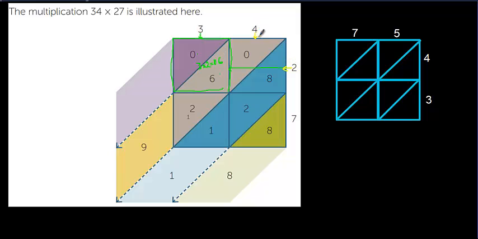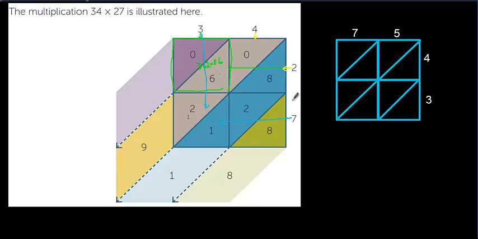Then when you multiply 4 times 2 it's equal to 8, and it's written 0 and 8 here. Or another number here, 3 times 7 is equal to 21. 2 is written here and 1 is written here. Always the multiplication of the first digit is written on the up and left corner, and the second digit is written down and right corner of the box.